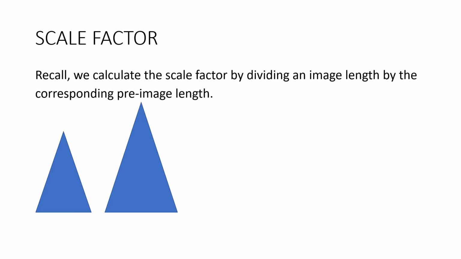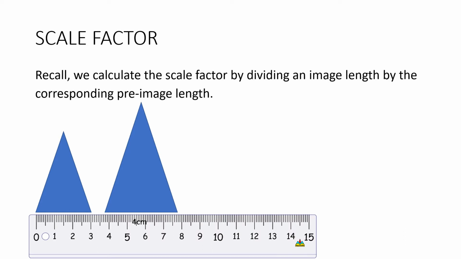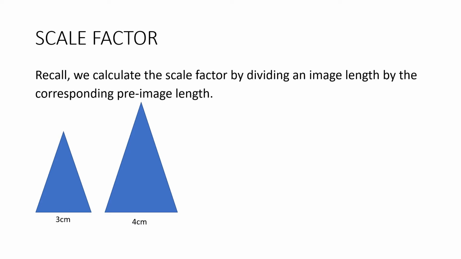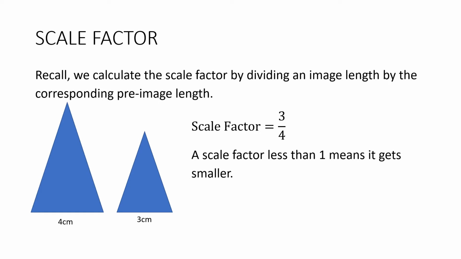But recall, we calculate the scale factor by dividing an image length by a corresponding pre-image length. Just using a ruler, this is 4 centimeters, and here we have 3 centimeters. So our scale factor in this case is 4/3. If the scale factor is greater than 1, it means it's getting bigger. If I had the shapes the other way around, then I would do 3/4, and a scale factor less than 1 means it's getting smaller.